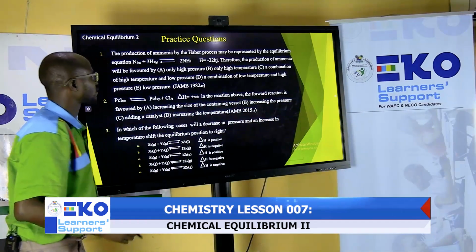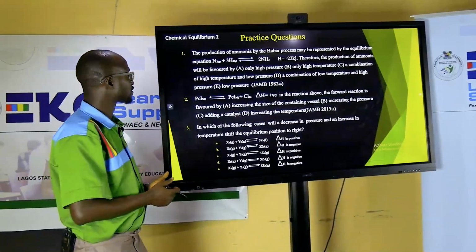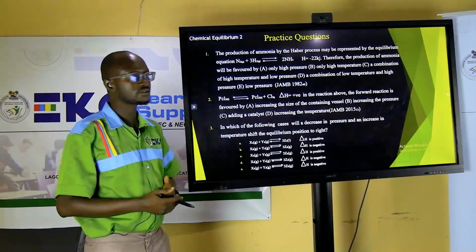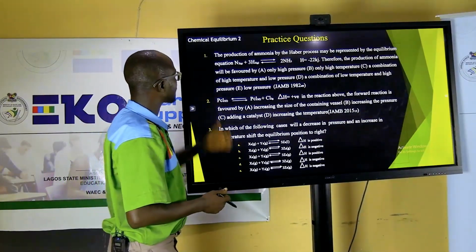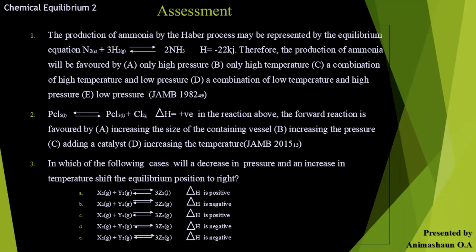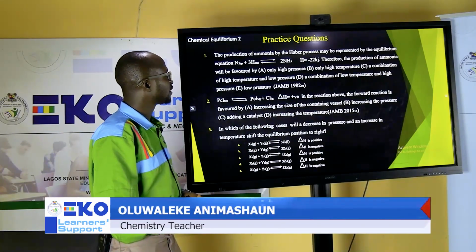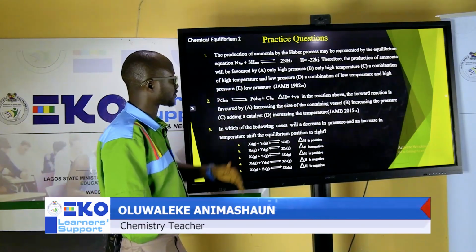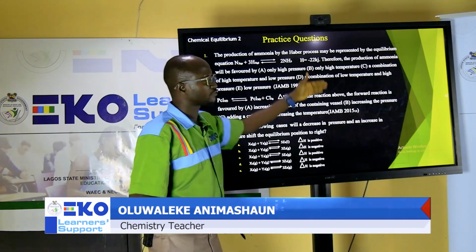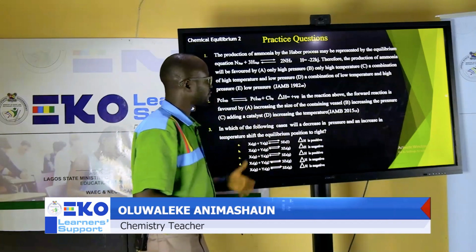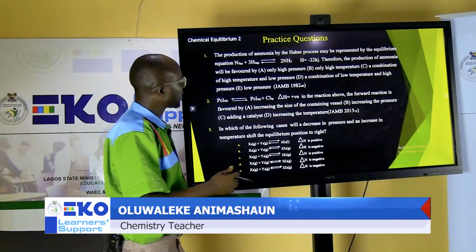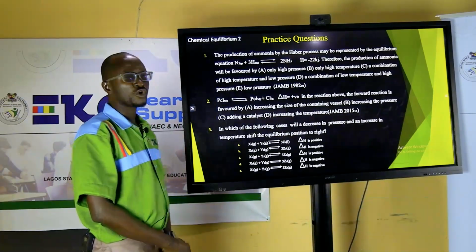So let's take some practice questions for us to understand what we have been talking about on effect of pressure and temperature. This is the question. The production of ammonia by the Haber process goes thus, as you have seen. The production of ammonia will be favored by what? That's what the question is asking us. One of our popular examination questions we are familiar with. In our previous classes, we have talked about temperature. So this is just like a recap for us to understand it better. Now, if you look at it very well, what will you think is the answer?